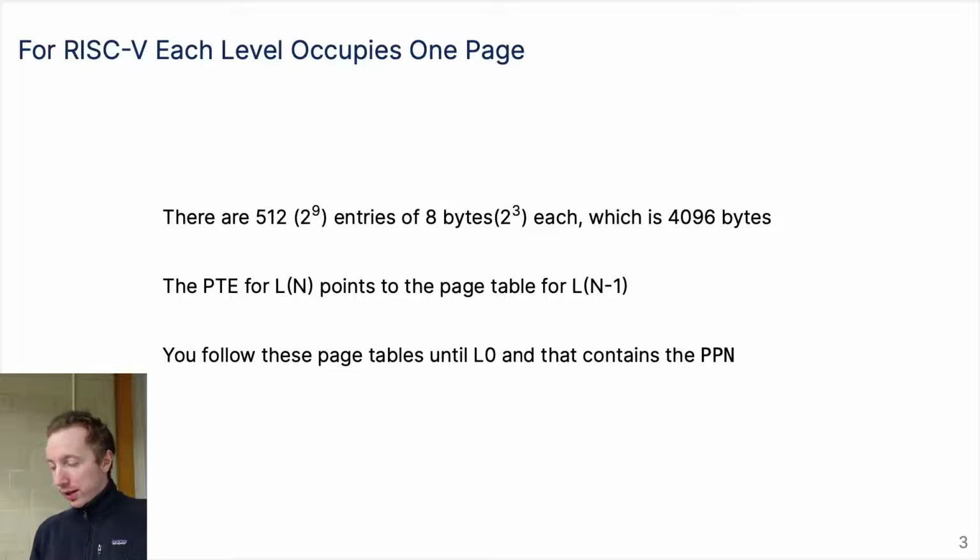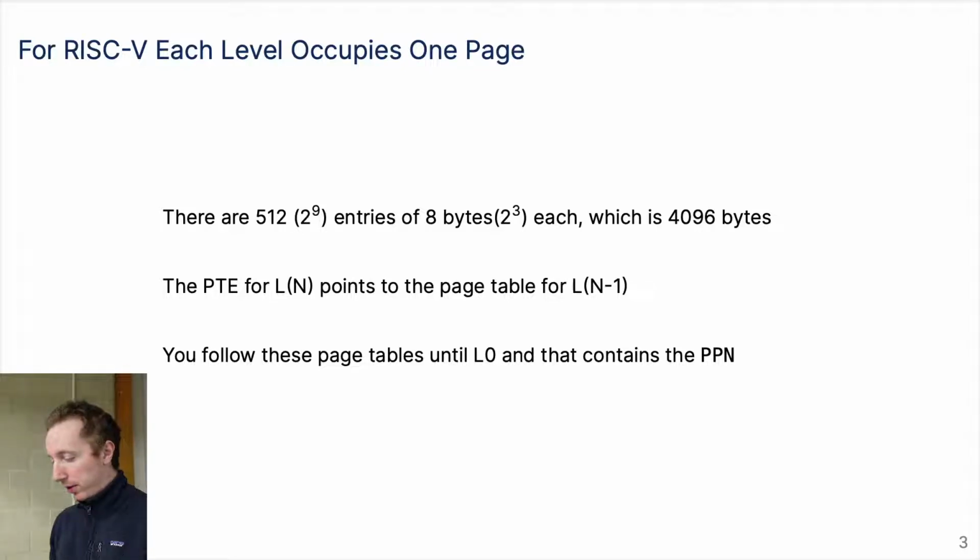So for RISC-V, you want each level to occupy 1 page. So if we know the size of a page and the size of a page table entry, you can figure out how many entries can fit on a single page. So in this case, the page size would be 4096, so 2 to the 12, and each of the entries are 8 bytes, so 2 to the 3, so we can have 2 to the 9 entries on each page.